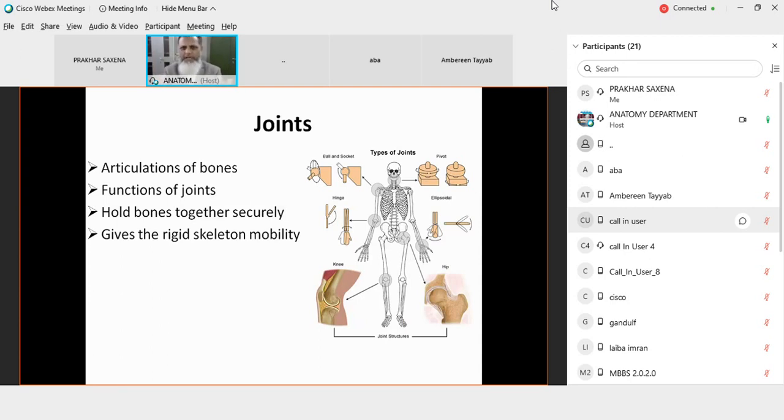So these bones are articulating. These articulations are known as joints. And what is the function of joints?